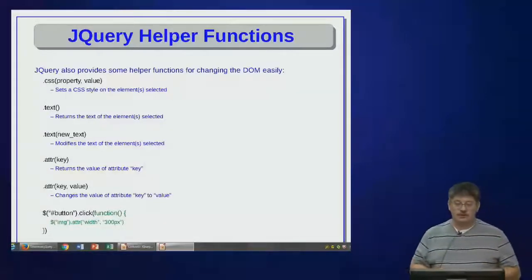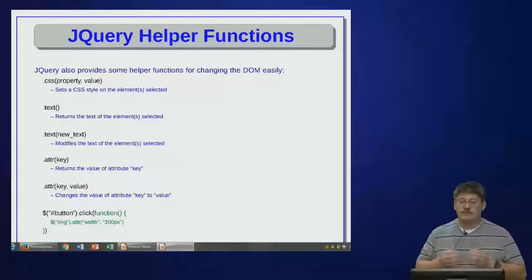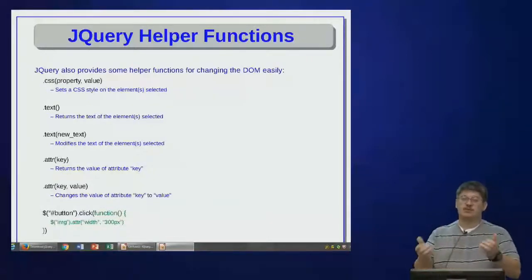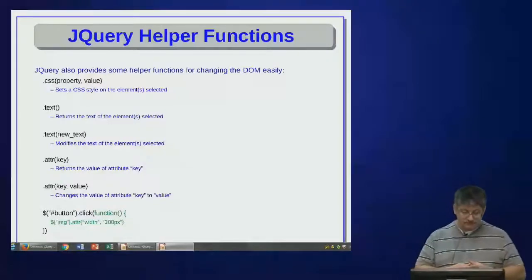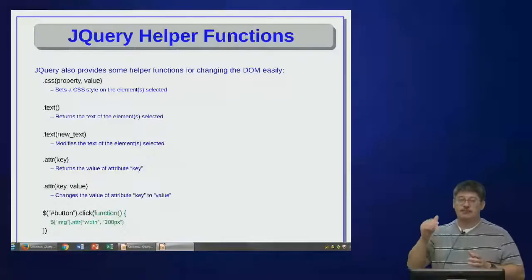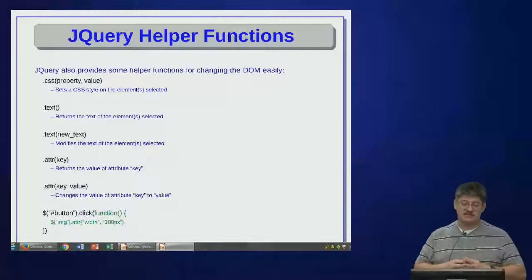Another thing that you can do is fetch the text inside an element. And you do that with the .text function. So for example, I could use a selector that gives me all the paragraphs, and I could say .text, and that would return a string containing the text of the paragraph. I can also change the text inside a paragraph using the .text function. I just have to put a parameter inside the parentheses. So I can put the new text inside the parentheses, and that will actually change what's in the paragraph.